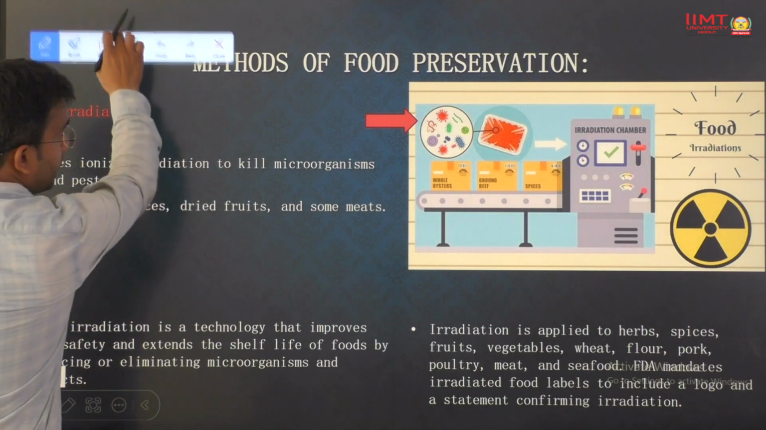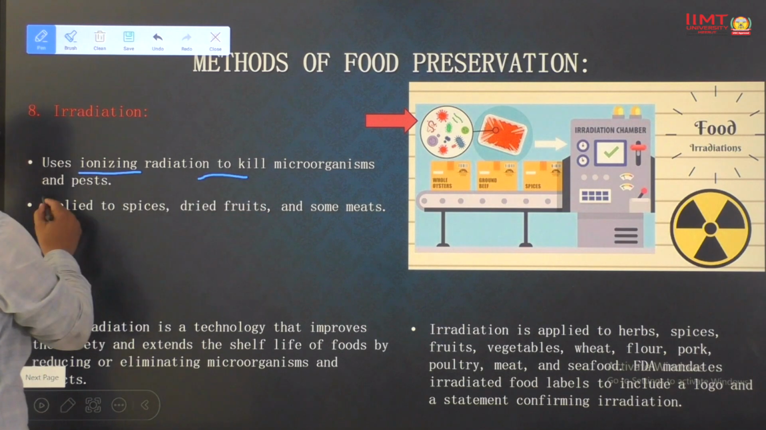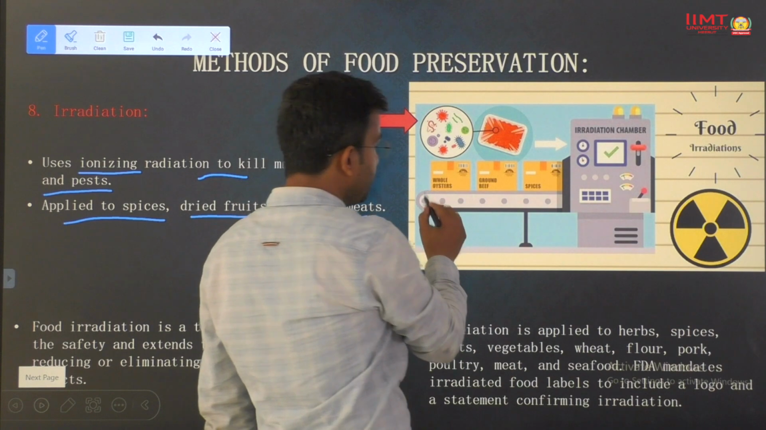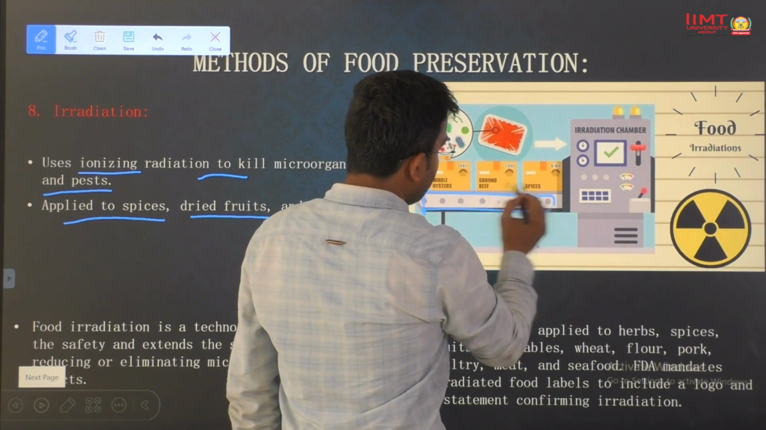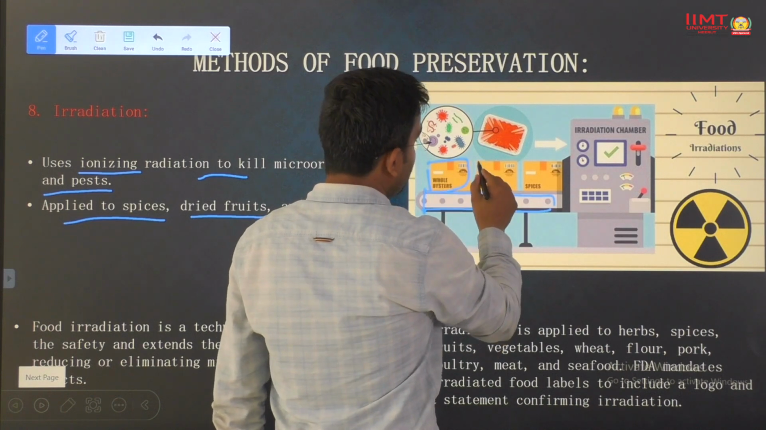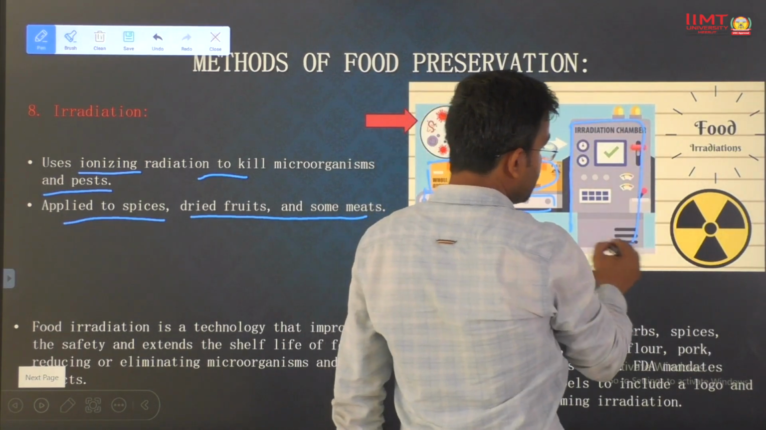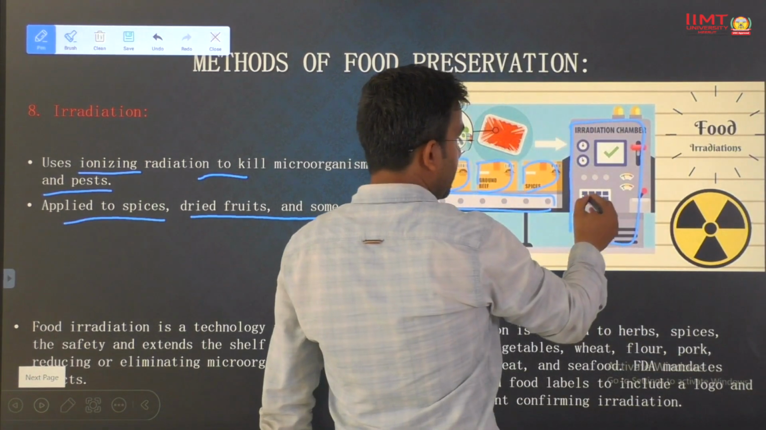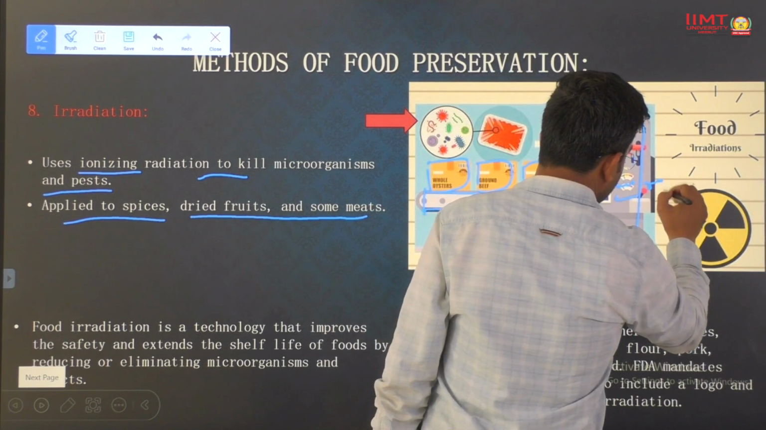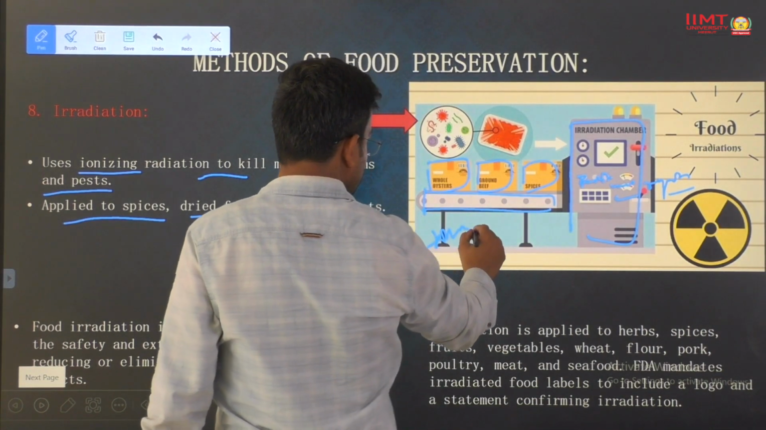Next is irradiation. Irradiation means we use ionizing radiation to kill microbes and pests, applied on spices, dry fruits and some meats. Here we have the tray on a moving conveyor, we place the packed food, which passes through the irradiation chamber at the wavelength required for the food item, and this kills the microbes.